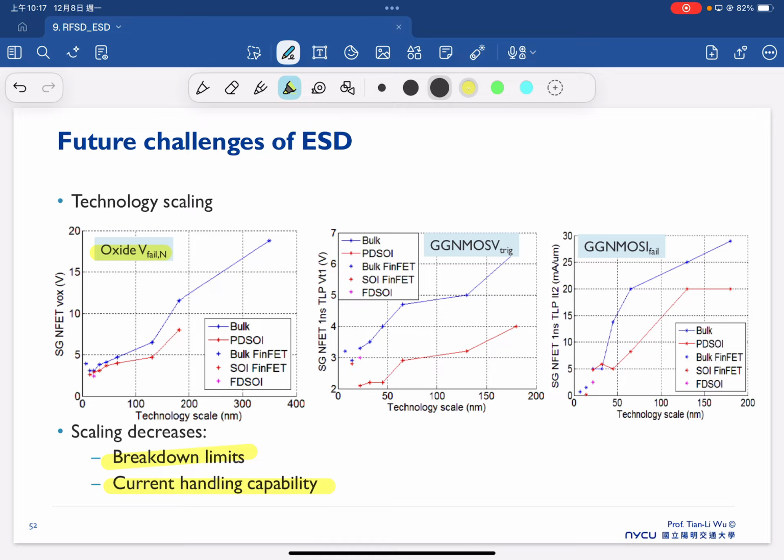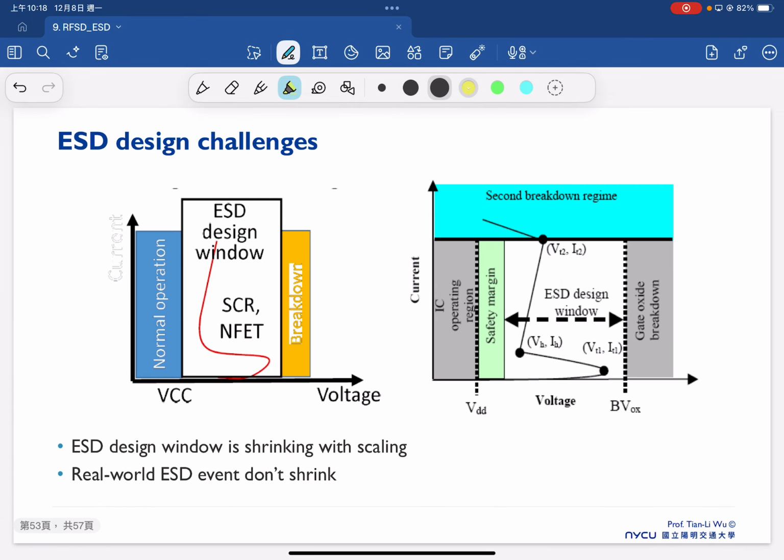You can see this is TLP versus different technologies, and we can see that with technology scaling, the trigger voltage is reduced, and the failure current is also reduced. So the ESD design window is shrinking with scaling.